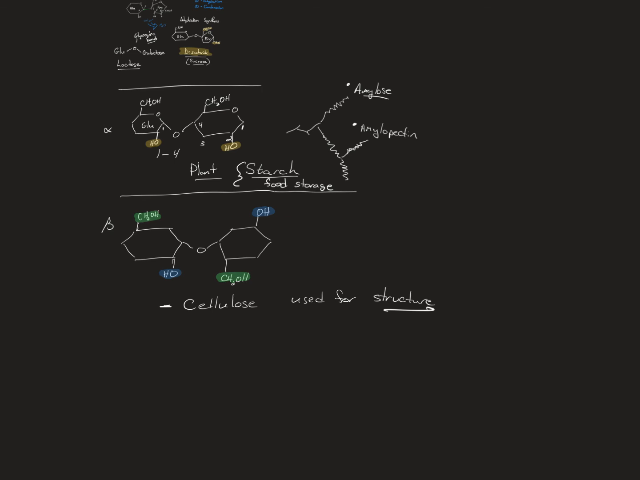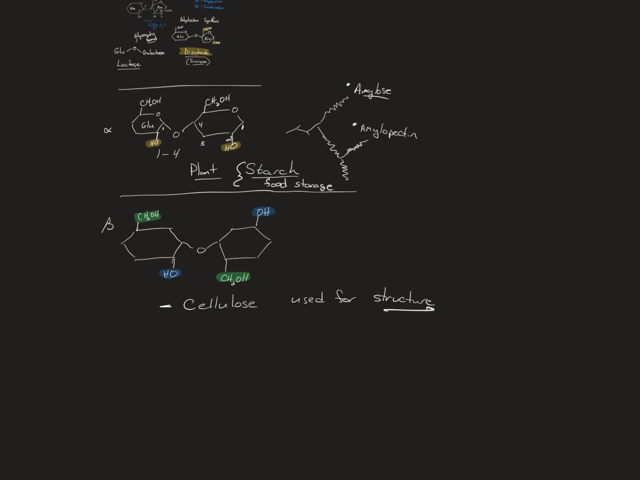Yes, termites can break down cellulose, and so can cows, but neither cows nor termites can actually break cellulose down on their own. They need bacteria that live in their guts to break this glycosidic bond so that they can take advantage of the sugar.